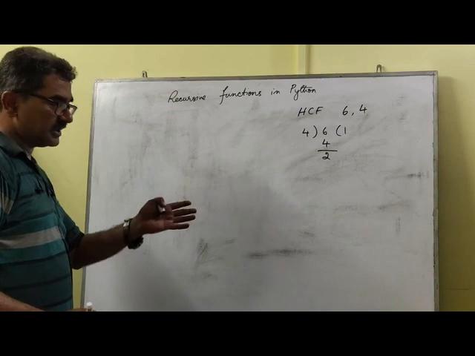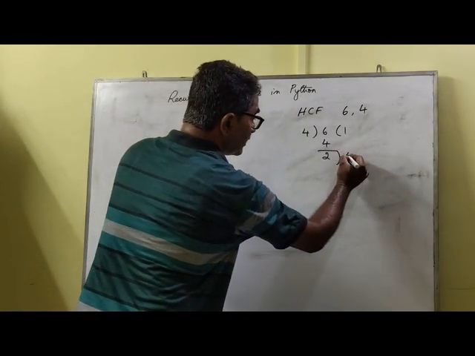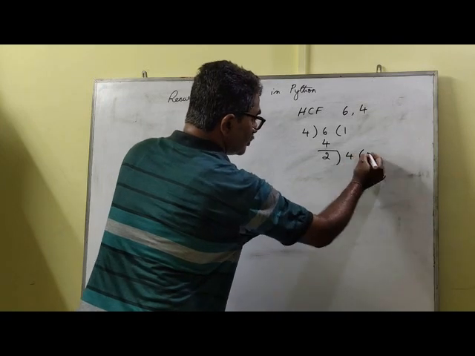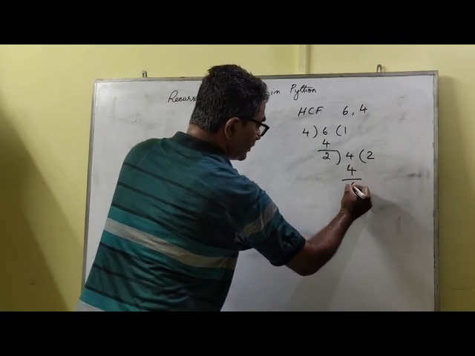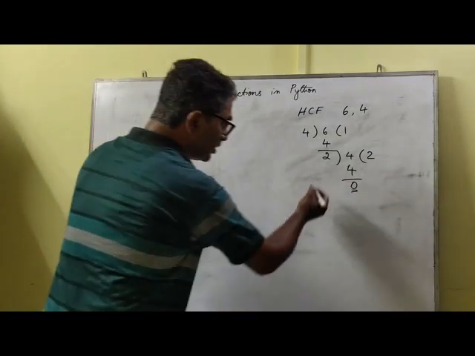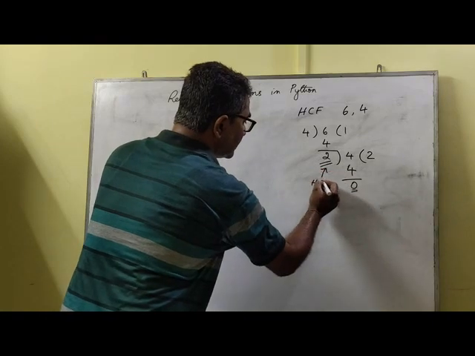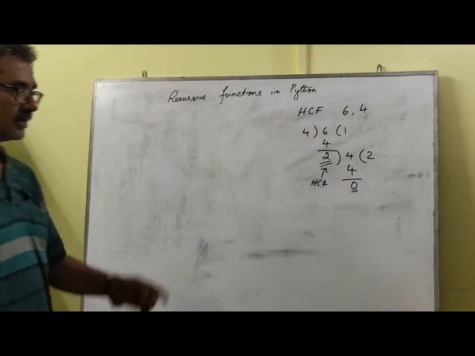So since the remainder is 2, we carry on dividing. So the previous denominator becomes the numerator. So 2 2s are 4. The remainder happens to be 0. So since we got the remainder as 0, the last denominator or the divisor happens to be the HCF. So the HCF of 6 and 4 is 2.